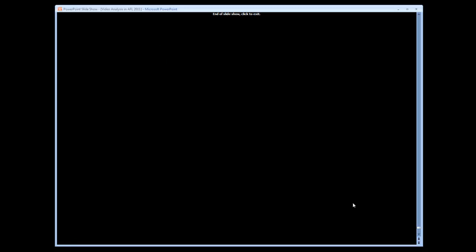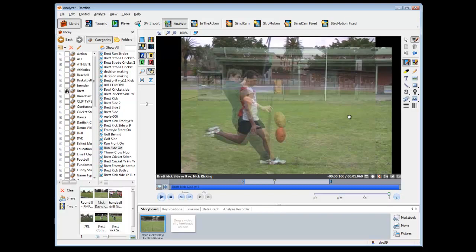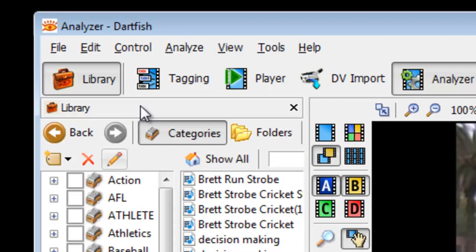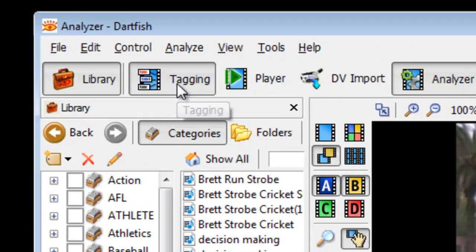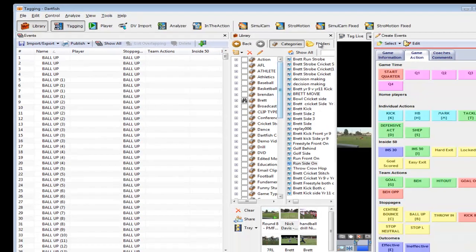So that's the end of the slideshow. I know that we have had a little bit of a look at the way video can be used side by side and looking at kicking. I want to just give you a quick look at this tagging screen, the game analysis screen, and then Lenny and David, while I'm just opening this up, if you have any questions at all, please throw them out there.